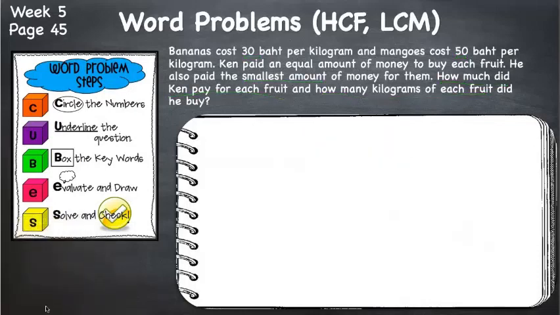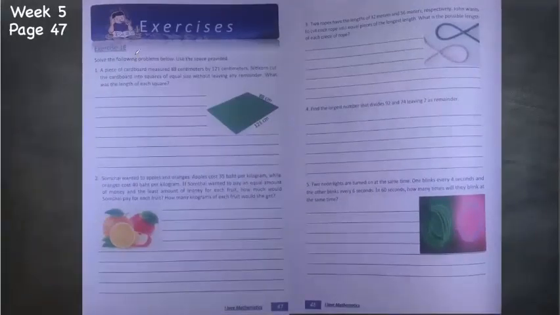All right, now let's try this. In your book, let's read. A piece of cardboard measured 88 centimeters by 121 centimeters. Niticorn cut the cardboard into squares of equal size without any remainder. What was the length of each square? So that is our question. And we have 88 and 121. So what we are doing is actually finding the LCM, okay, the least common multiple.